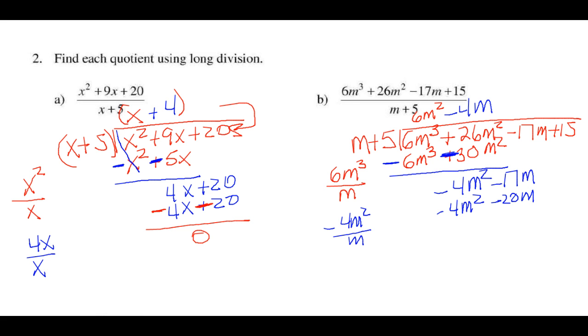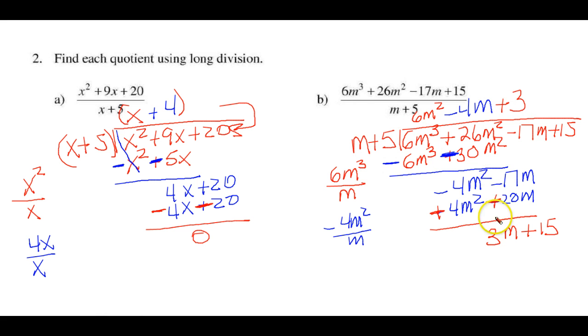Now I'm going to take my line. What do I do to my signs? Change them. These cancel out, and this now becomes 3m. I now bring down my plus 15. Now m goes into 3m times. Mentally, you just put a plus 3 there.